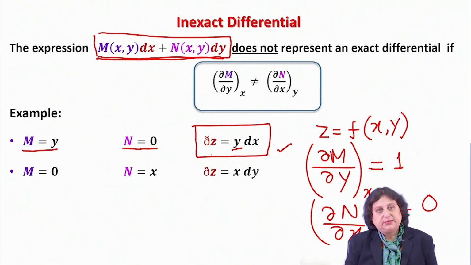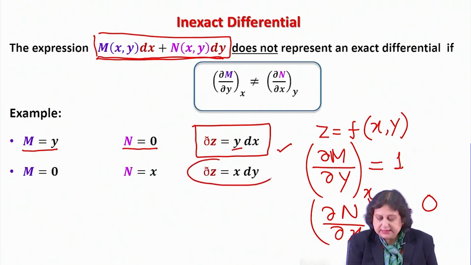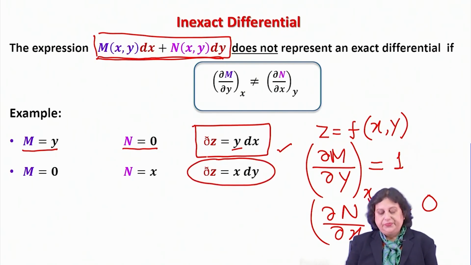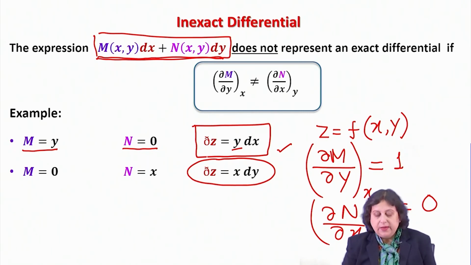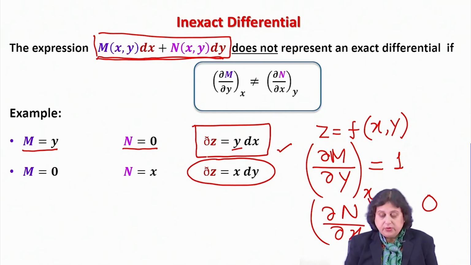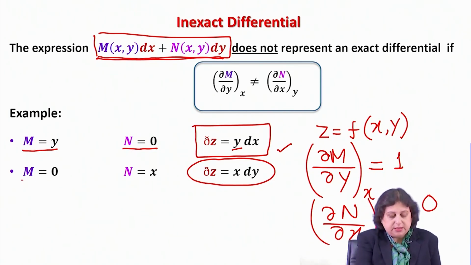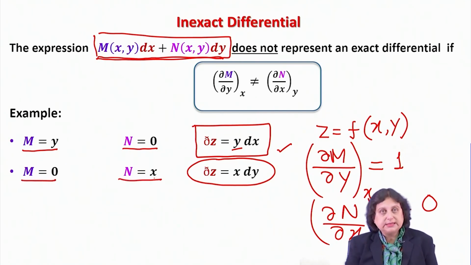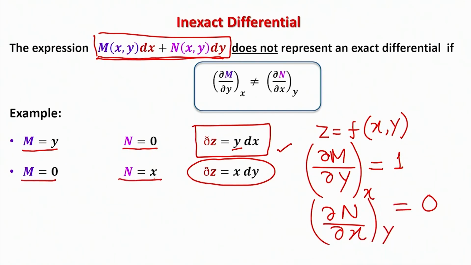There are other examples as well. Now let us have a look at this particular differential. This is x dy. Now once again, if I want to write dz in terms of m dx plus n dy, what is going to be m? Of course, m is going to be 0 because it is only when m is equal to 0 that the m dx term will not appear. So m is equal to 0 and n is equal to x. And you can very easily show that here dz is going to be an inexact differential.